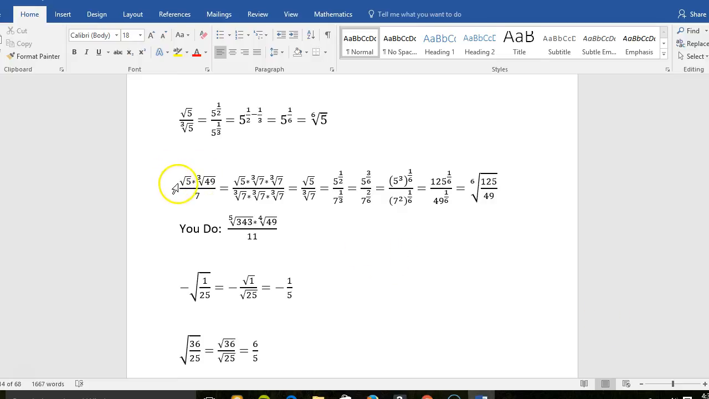Now, let's look at this guy here. The square root of 5 times the cube root of 49 over 7. This one doesn't look so good. This is actually already in simplest form. This is actually the best form to have. I'm just wanting to show this off. I'm just wanting you to be able to mechanically go through this process. In general, I like this probably better than I like this guy over here.